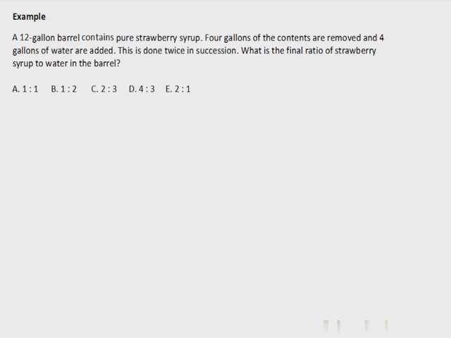Simple. I remove 4 gallons of strawberry syrup and I put 4 gallons of water. Then I again remove 4 gallons of strawberry syrup and I put 4 gallons of water. So I've removed 8 gallons of strawberry syrup and I've put in 8 gallons of water. Finally, there's going to be 12 minus 8 of syrup and 8 of water. So that's 4:8, 1:2. Is it that simple?